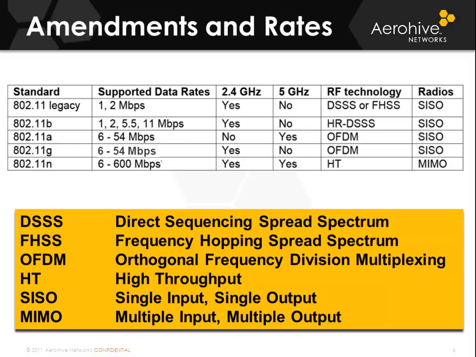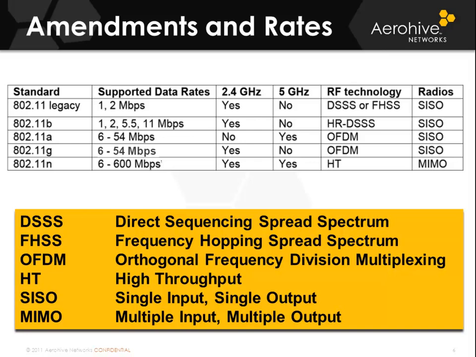802.11a operates in 5 gigahertz. It promises data rates of up to 54 megabits per second, and it uses orthogonal frequency division multiplexing, or OFDM. Like 802.11b and 802.11, 802.11a also uses single input, single output, or SISO radios.